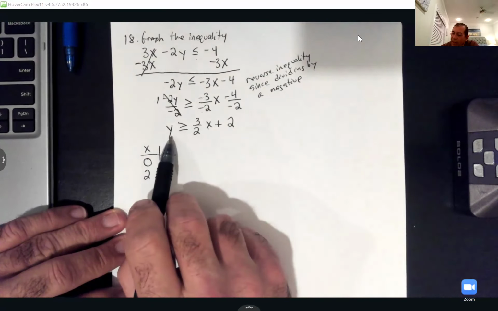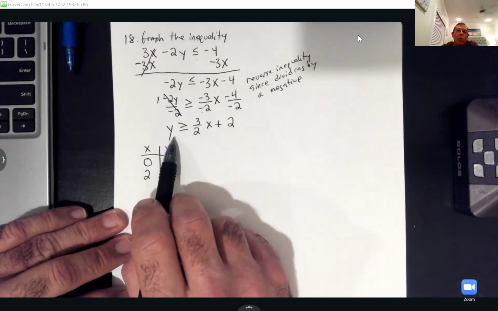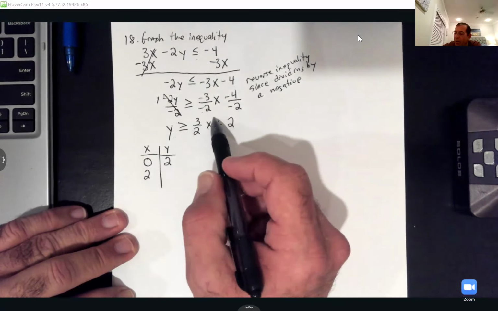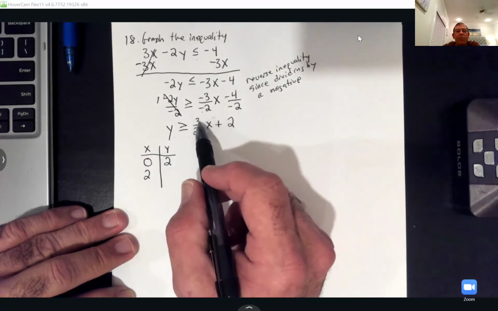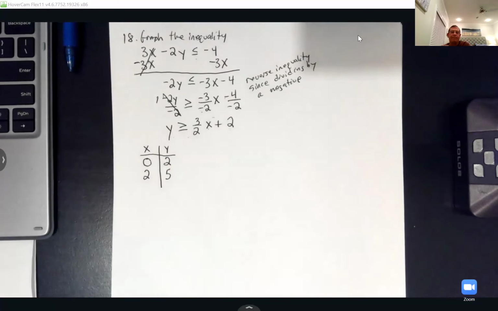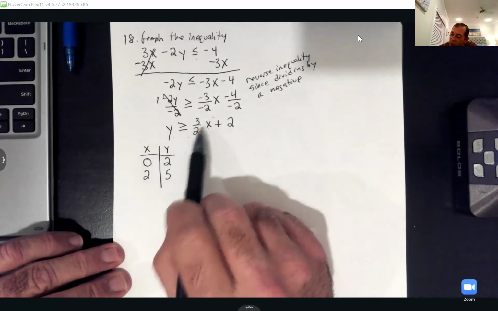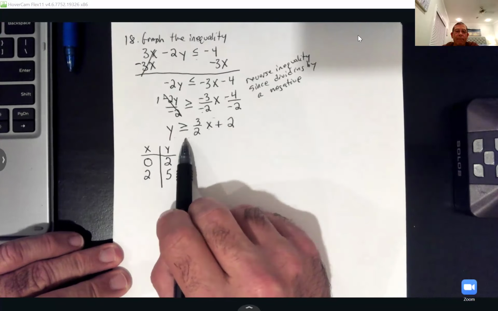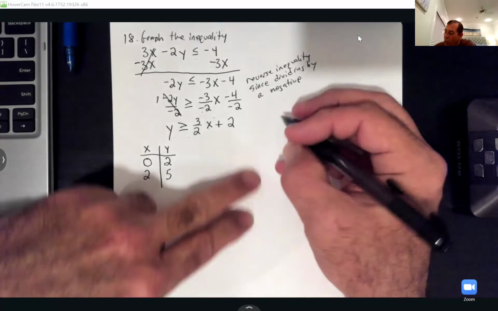Now, if you're doing this on the calculator, at this point, you could plug this into y1, okay? Now, if I put a 2 here, the 2's will cancel, and I'm left with 3 plus 2, which is 5. So I always use a number for my second x that'll cancel this fraction out, okay? All right, so I got 2 points.